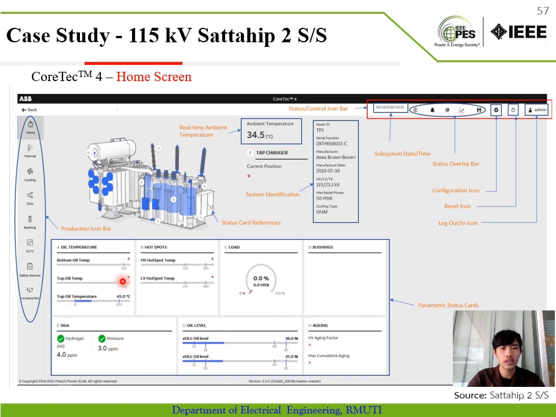On the home page of Cortex TM4 of the case study, it doesn't display the hotspot temperature. So the main problem may be that the current from the CT of the power transformer cannot connect to Cortex TM4. And for the bushing and aging of the bushing, it doesn't display because this substation doesn't have this sensor. And at oil level, it may be the oil level of the main tank, and on DGA, it analyzes only two types of gas because it has only a single gas analyzer.